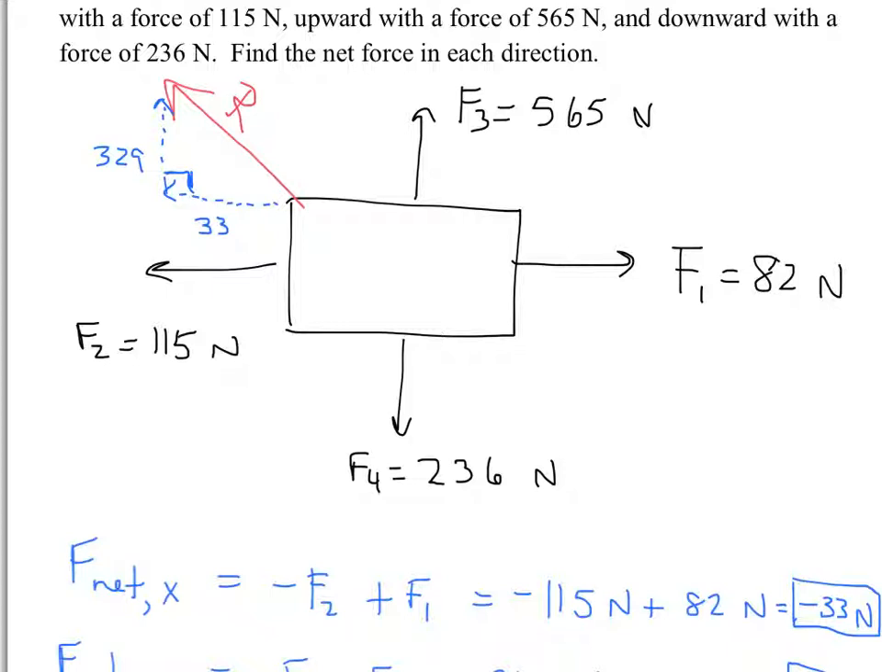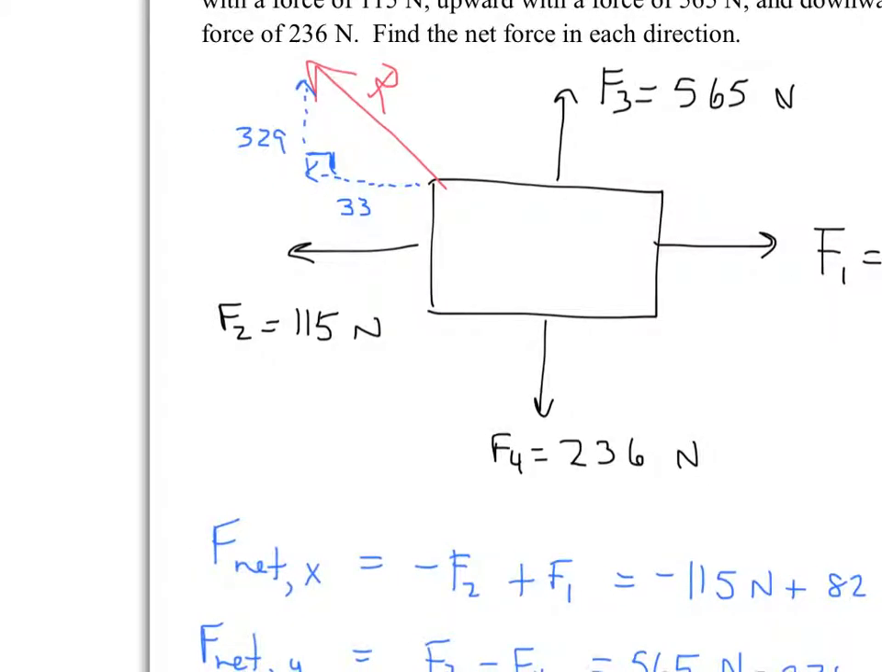This is not drawn to scale at all. You clearly see that? 33 should be like this big, 329 should be like this big. So in reality, if I were drawing this triangle to scale, 33 would be like this, and 329 would be like this. The hypotenuse would look like this. It would be the right angle right there.